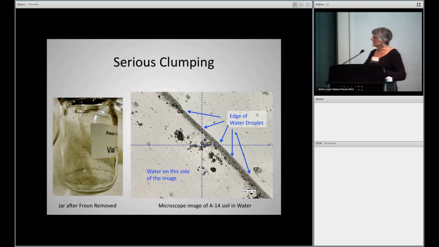And then here is the Freon. You see that after you remove the Freon fluid from the jar, you still have these little packed on things that are like cement. They're very hard to remove.